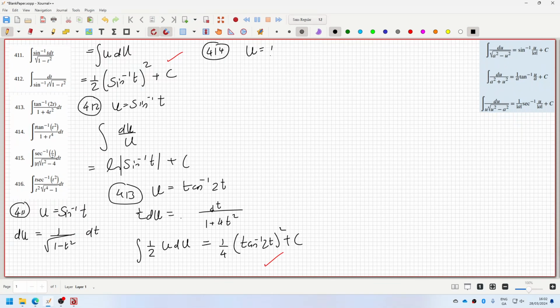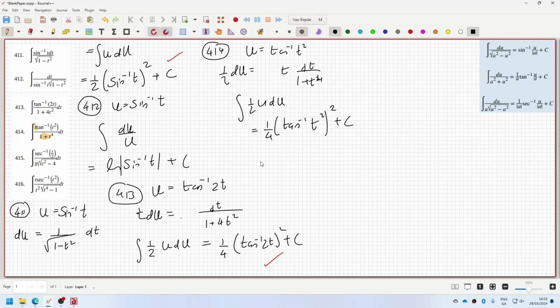Same thing here. u equals tan inverse t squared. So du would be 2t times 1 over 1 plus t to the fourth dt. So a half du equals that, which is what we have here. I forgot the 4. So the integration is a half u du. So that would be a quarter tan inverse t squared, all squared, plus c. Whew.